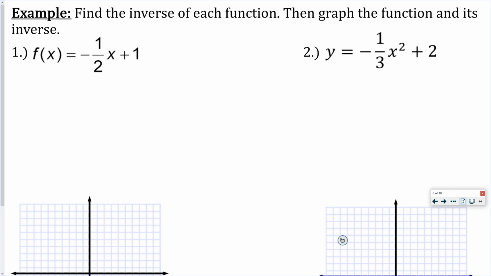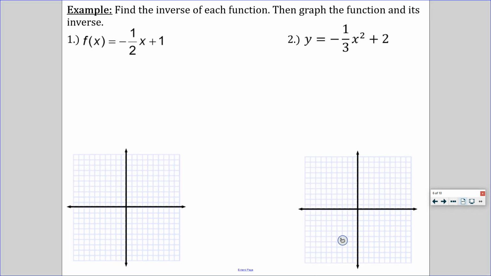Okay. So let's start with an easy linear equation. I'm actually going to start by just graphing this line. It does tell me to find the inverse, but we will do that. I'm going to use blue for the original graph. I got my red pen.